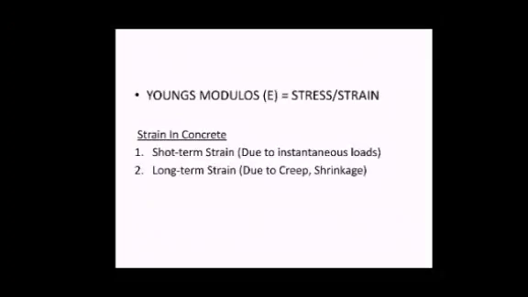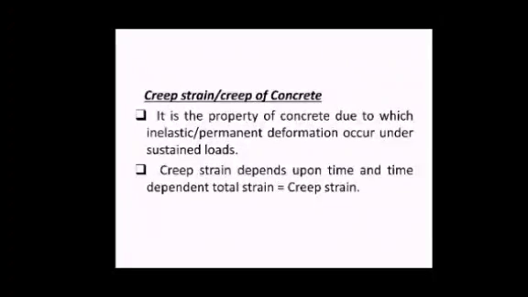But concrete is not a homogeneous material, so it has different strain values at different time periods. The strain in concrete is of two types, that is short-term strain due to instantaneous loading, and long-term strain due to creep and shrinkage. So let's talk about creep and shrinkage.